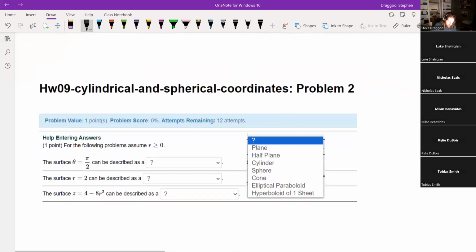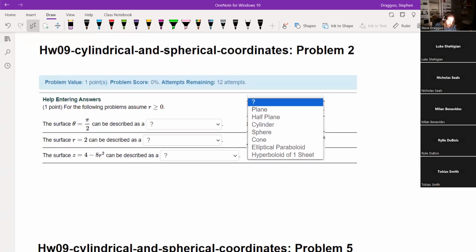Okay, one last topic, and then I'll get into some other bonus questions, because this review wasn't long enough, so I decided to add some bonus questions. So, cylindrical and spherical coordinates. Let's just identify some surfaces, because I think that'll be fun. For the following problems, we're going to assume that we only have non-negative values for r, because we will allow 0 in. But we just want to classify what each of these surfaces looks like.